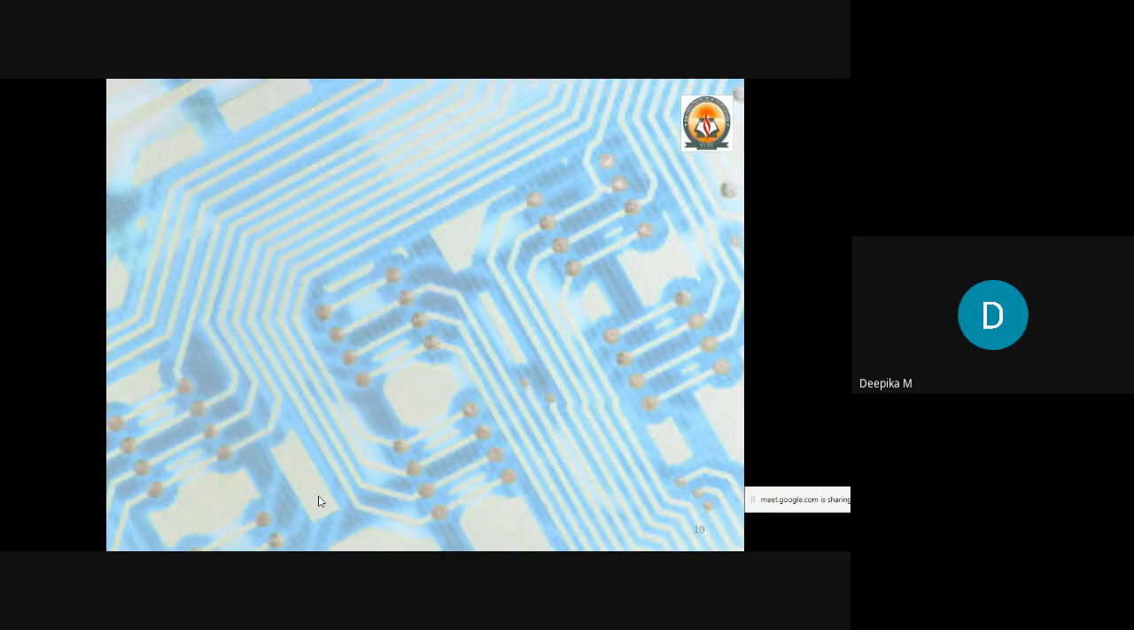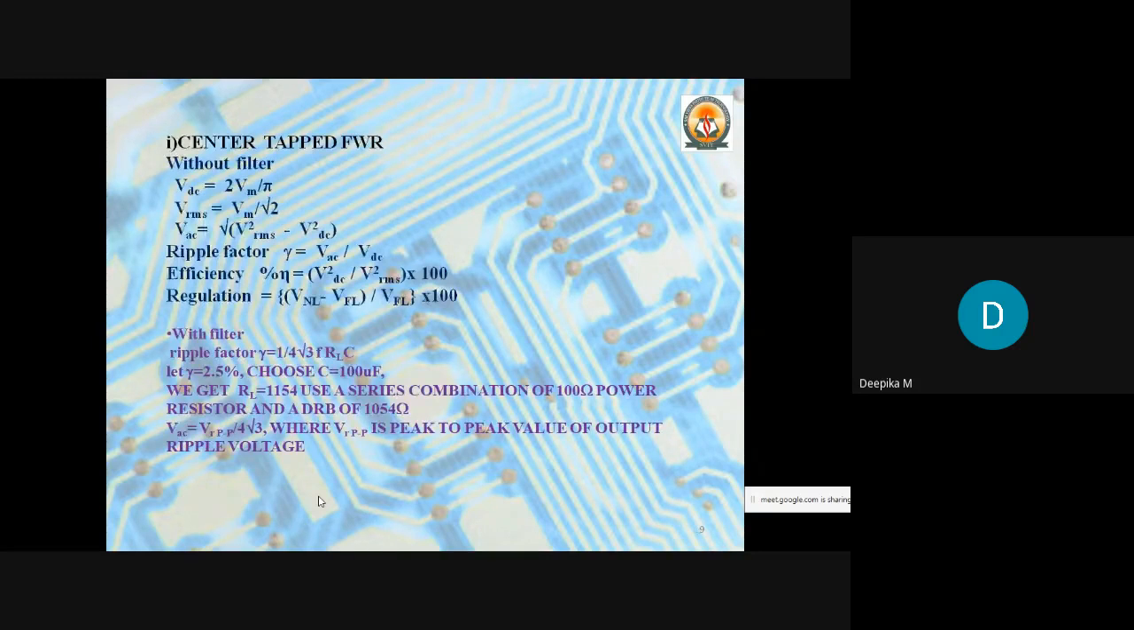Coming to the filter case, the ripple factor formula is 1 by 4 root 3 f RLC. You know that the frequency is 50 Hertz, there is no difference in that because it is the mains frequency. RL is the load resistance, that is the DRB box resistance. Whatever value of resistance you have used in the DRB box is the RL, and C is the capacitance value, usually 100 microfarad.